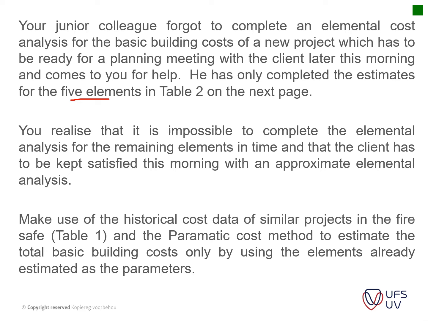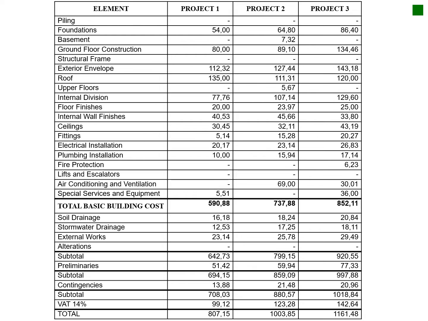So to make use of the historical data of similar projects, you use the parametric cost method to estimate the total basic building cost only by using the elements already given in the parameters. Basically you're using your resources to try and calculate what it is. So this is the information that you've got.